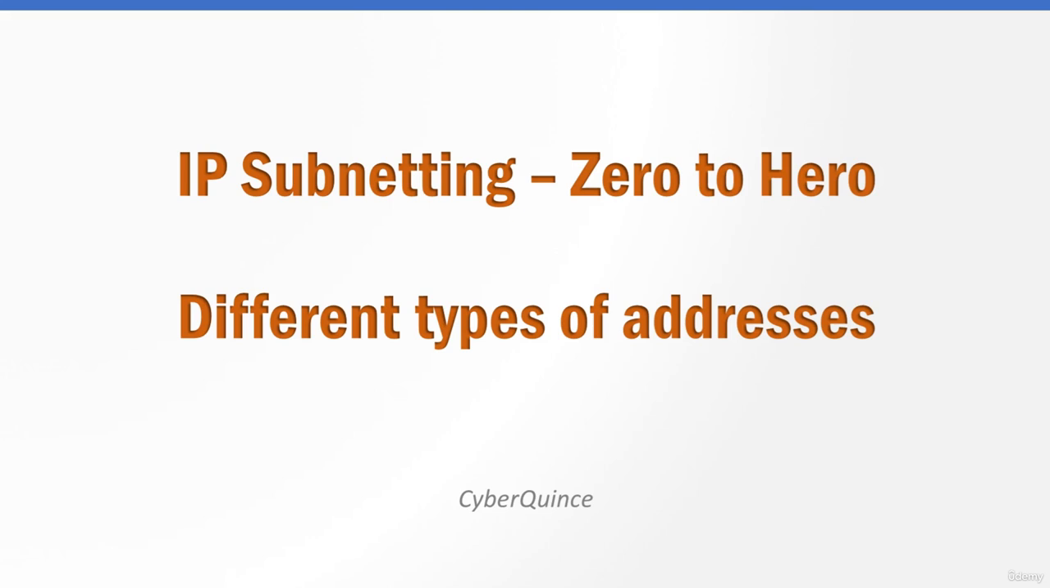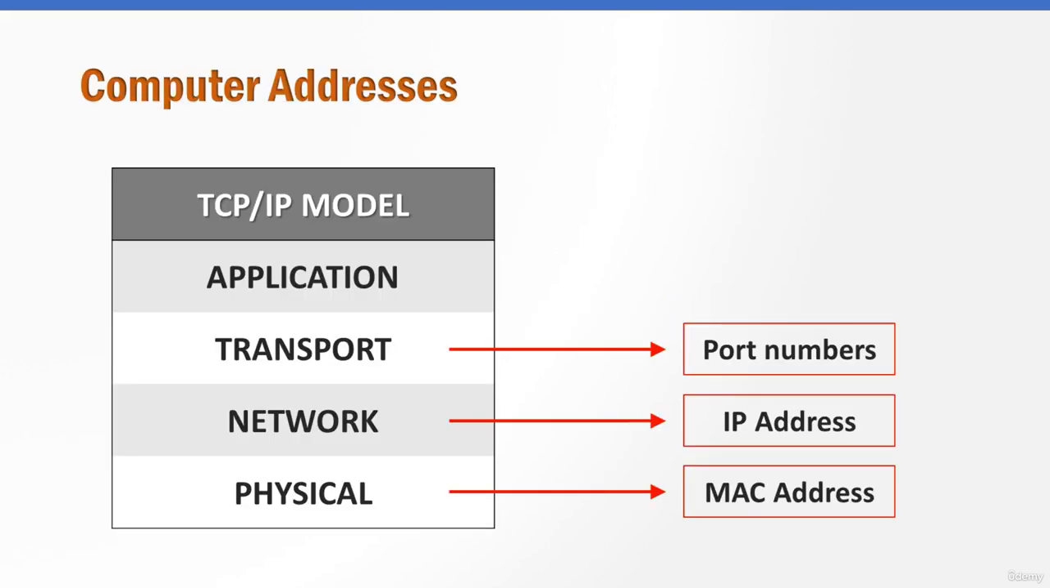The first thing we're going to cover today are the different types of addresses. Now, when we talk about computer addresses in general, we've got three types. On the physical layer is the MAC address. On the network layer, we have an IP address or a logical address. And then on the transport layer, we also have a certain type of addressing, and we call that port numbers.